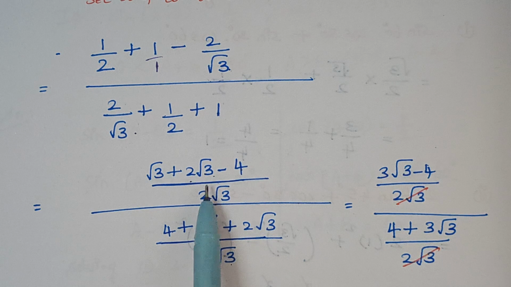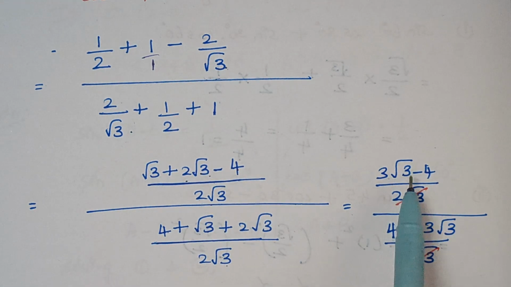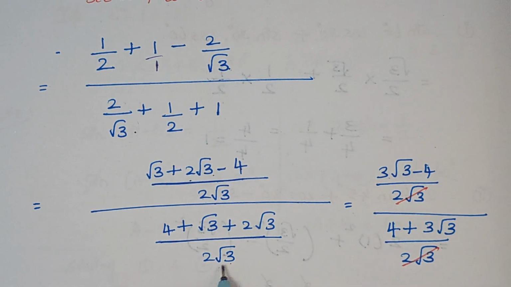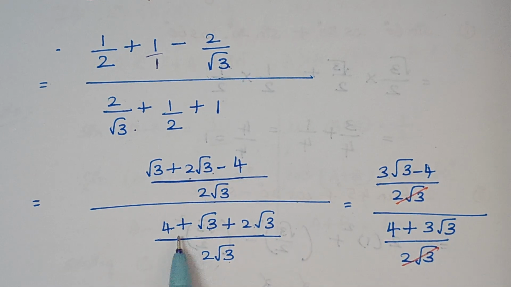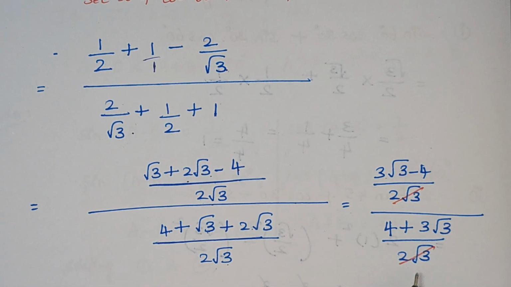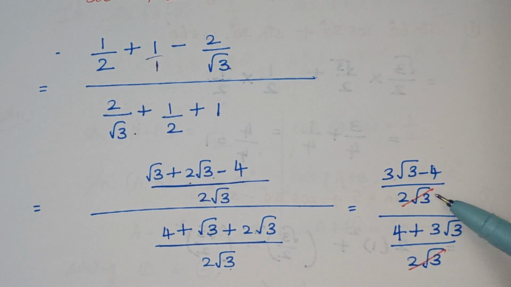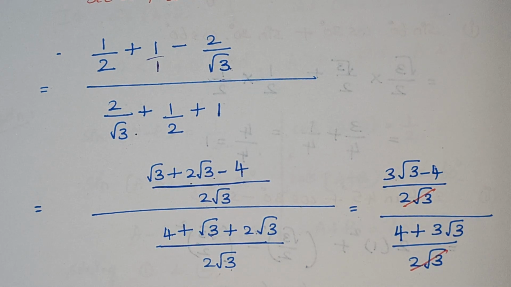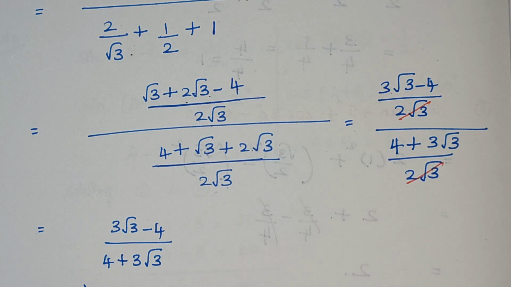Now, 2 root 3 plus 1 root 3 becomes 3 root 3. Therefore 3 root 3 minus 4 divided by 2 root 3. And here also 2 root 3 plus 1 root 3 becomes 3 root 3. Therefore, 4 plus 3 root 3 divided by 2 root 3. Now again you see both the denominator terms are the same, so they get cancelled. So the answer is 3 root 3 minus 4 divided by 4 plus 3 root 3.